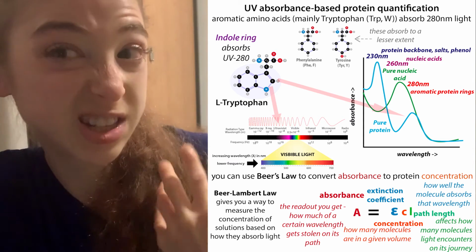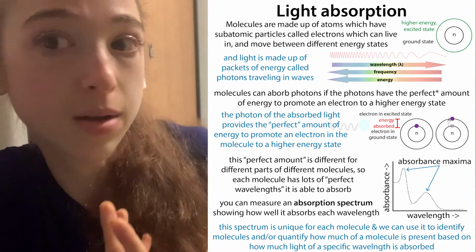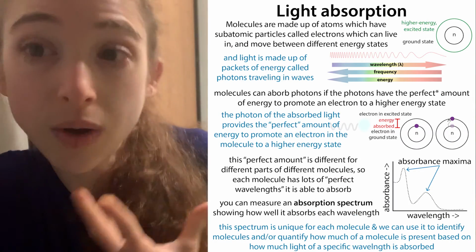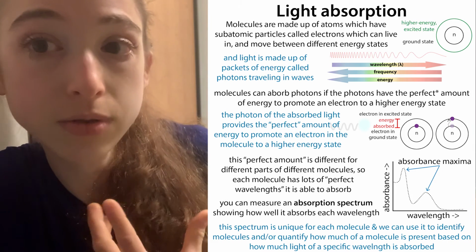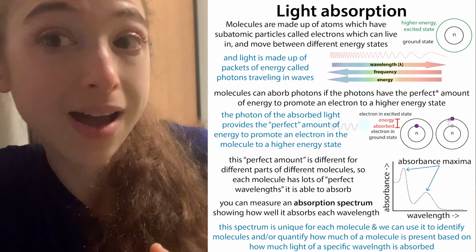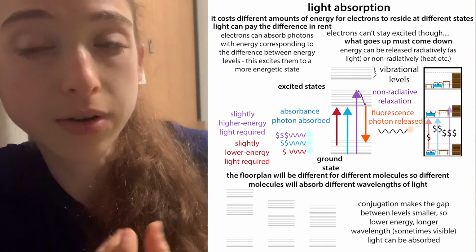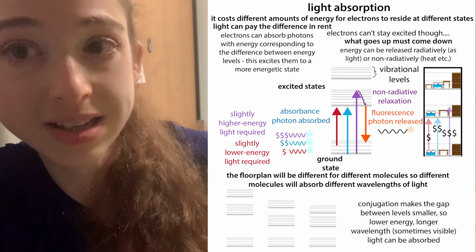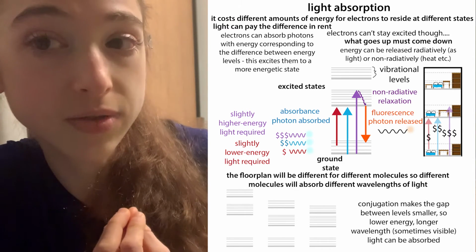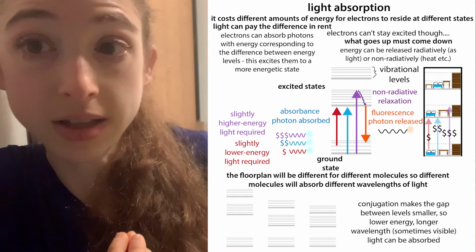Typically we measure this at 280 nanometers, which brings us to having to talk about light and why light is absorbed by some molecules, well, by most molecules, but different wavelengths of light, and how the electron delocalization of tryptophan, as well as the other aromatic amino acids, helps it absorb this UV light, and how we can take advantage of that. So let's start with light.